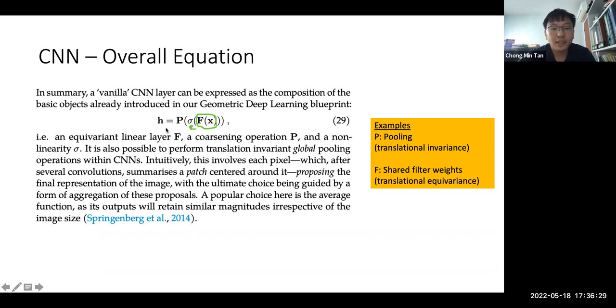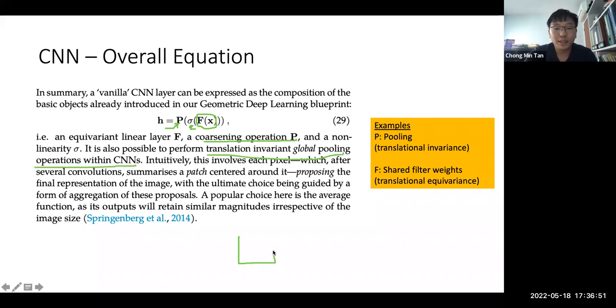Okay, and then lastly, we have this P over here. They call it the coarsening operation, but in CNN terms, this is more like a pooling operation. Firstly, you will see the translational invariant global pooling. What this means deserves some illustration actually.